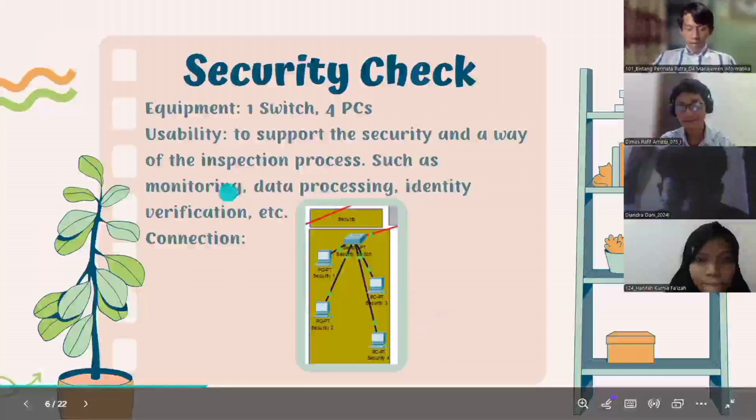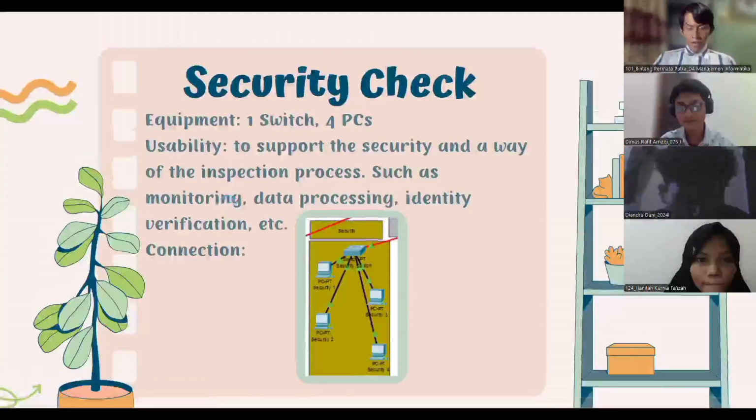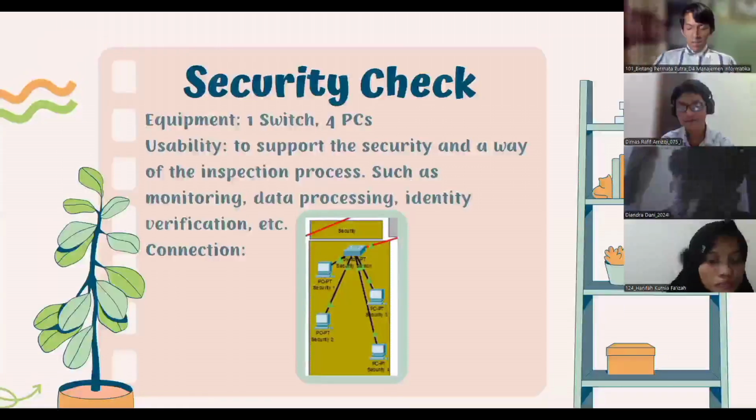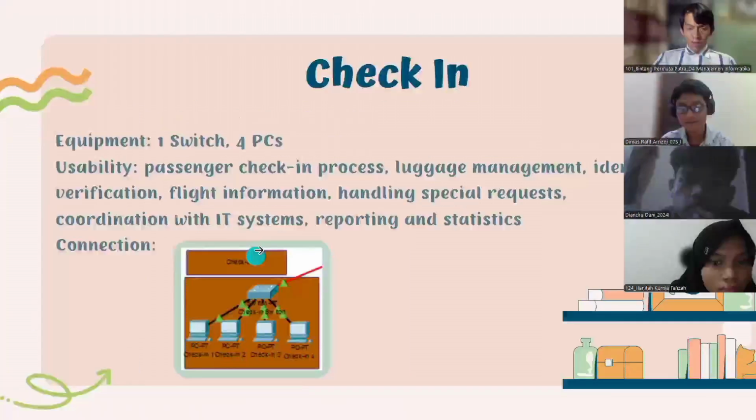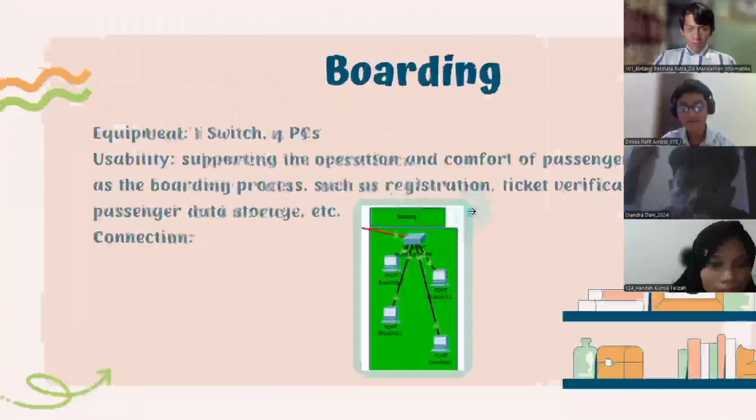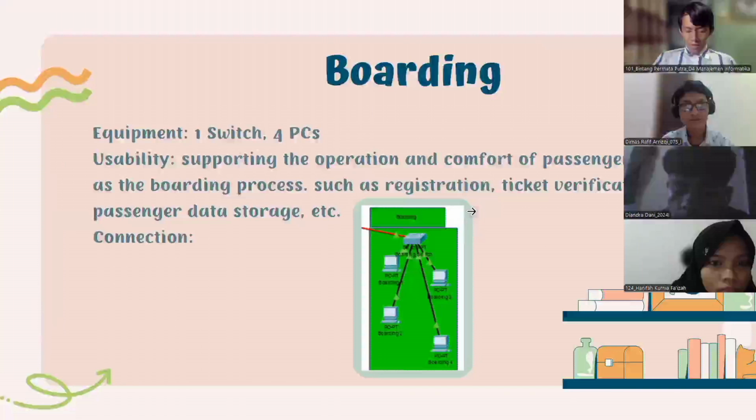Okay, and next up we have yellow. For yellow, we have security, which does security things like metal detectors, criminal database checks, etc. Next up, we have the green box for boarding, which is self-explanatory. It checks all the information on boarding passengers and the luggage being carried.